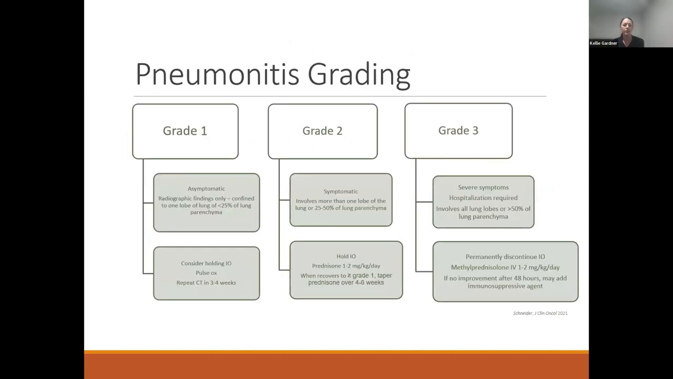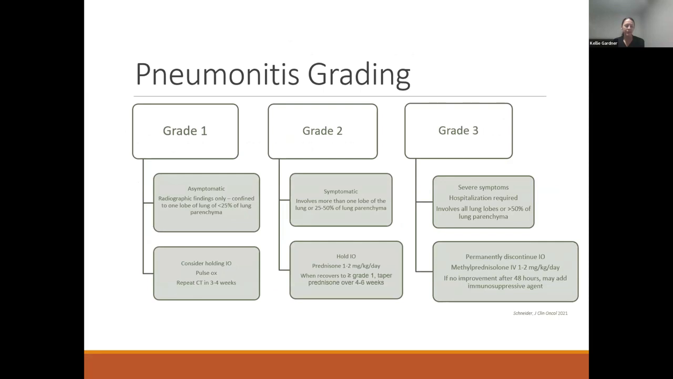Grading is here. So grade 1 would be asymptomatic. We got a CT scan for restaging purposes, and we see some inflammation of the lungs, but there's no symptoms. We can still give immunotherapy. We might consider holding it at least temporarily and see how things play out.